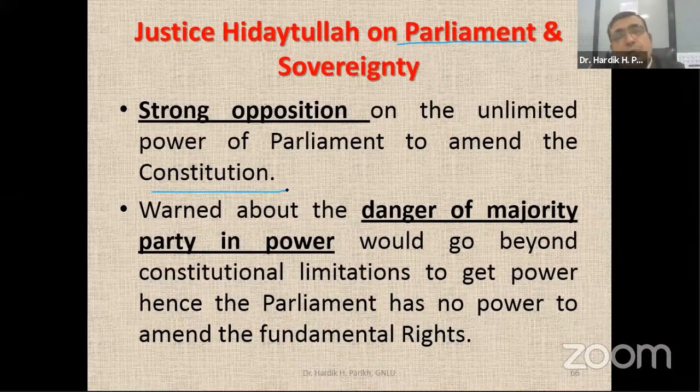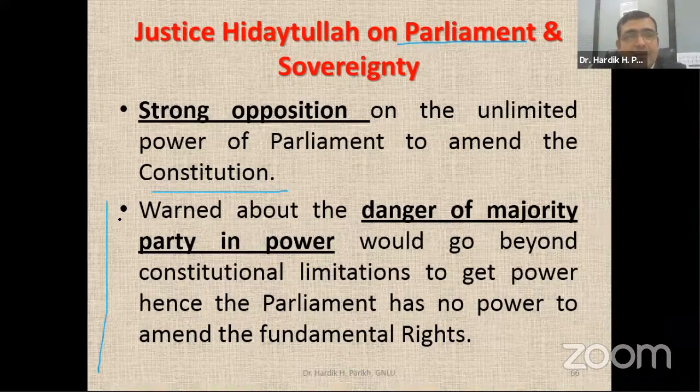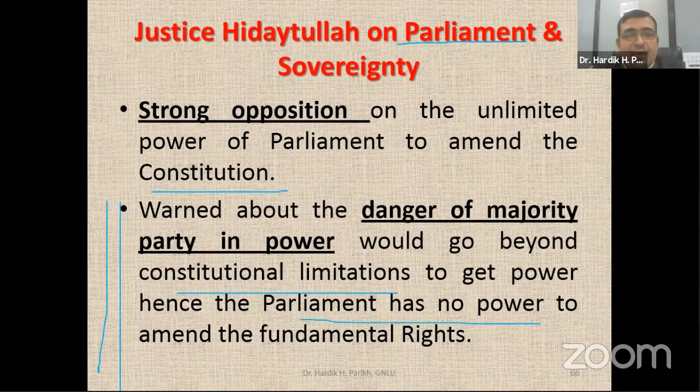You read learned people's and scholars' articles. They also have the same kind of opinion: when the government has power, is it a very comfortable situation or is it very dangerous? And that's what Justice Hidayatullah observed at the time. I have highlighted that they warned about the danger of the majority party in power, because it will go beyond the constitutional limitations to get power. Hence, Parliament has no power to amend the fundamental rights.